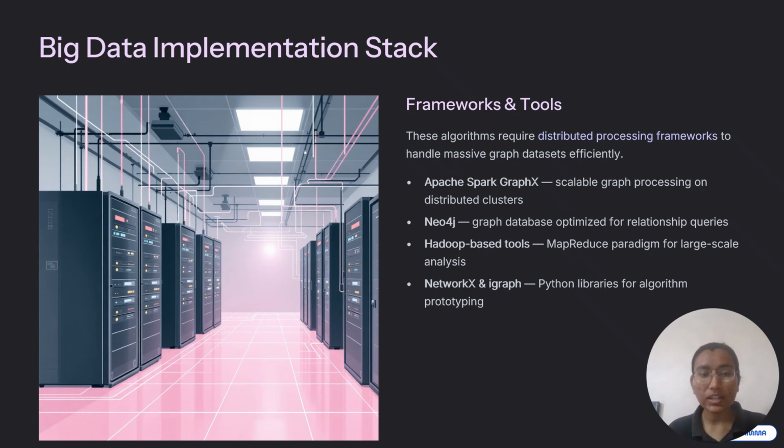Third come machine learning libraries. These are used for smarter prediction and pattern detection. We all know that machine learning is actually used for prediction work, right? So these libraries can be used for smarter prediction and pattern detection. Together these tools form a big data implementation stack for community discovery. Okay.